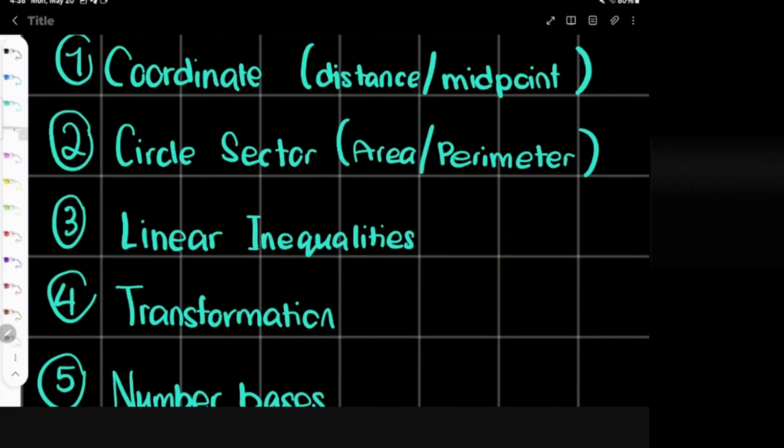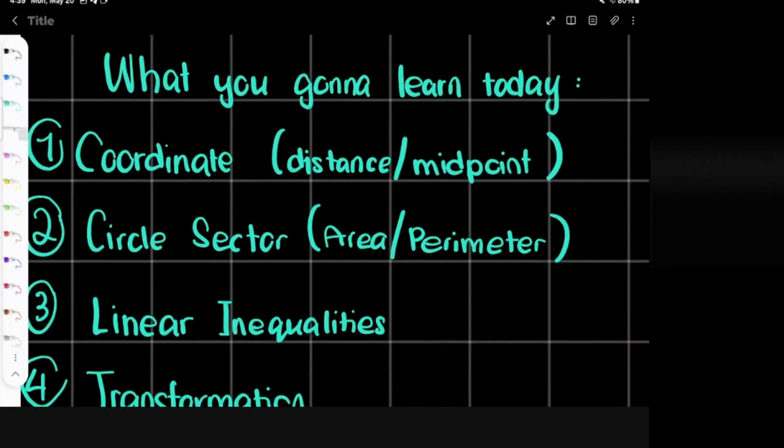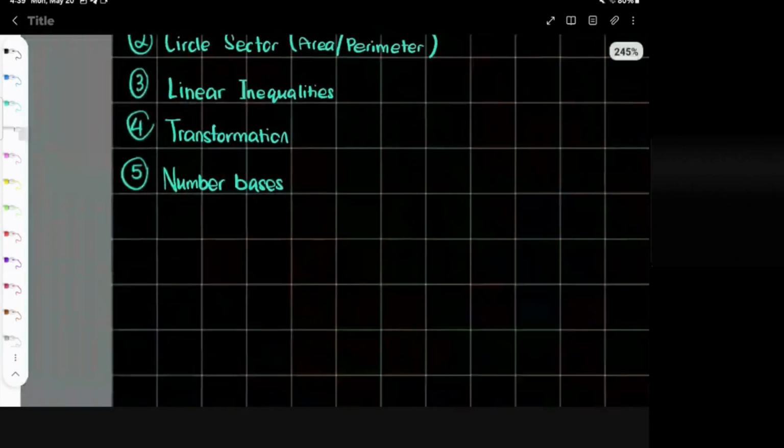So I don't think I'm gonna need the A paper lah. I don't think I'm gonna need like the question lah, right? So let's talk about the first one, coordinate. Okay, coordinate, distance, and midpoint. So let's see here. Right?